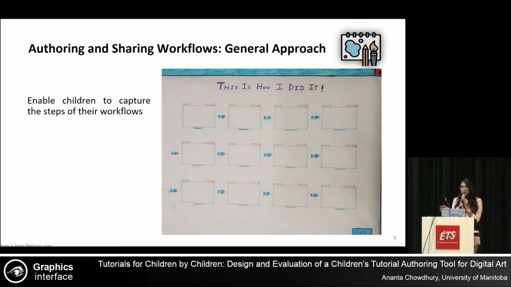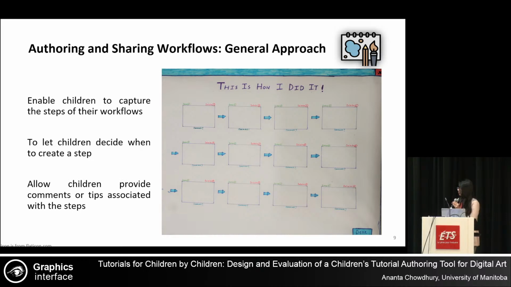Here, each step will have a drawing step, the image of the drawing step, and some accompanying information. And our approach was to let children decide when they want to create a step. And we also wanted to allow children to provide comments or tips associated with their steps.